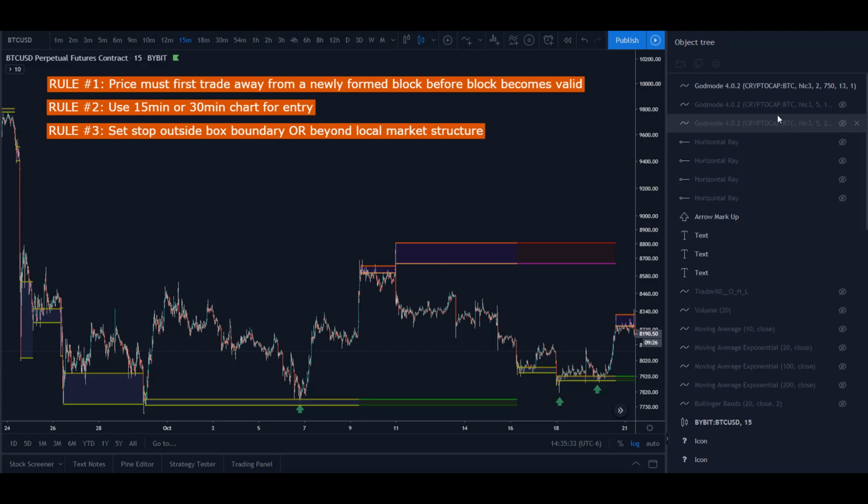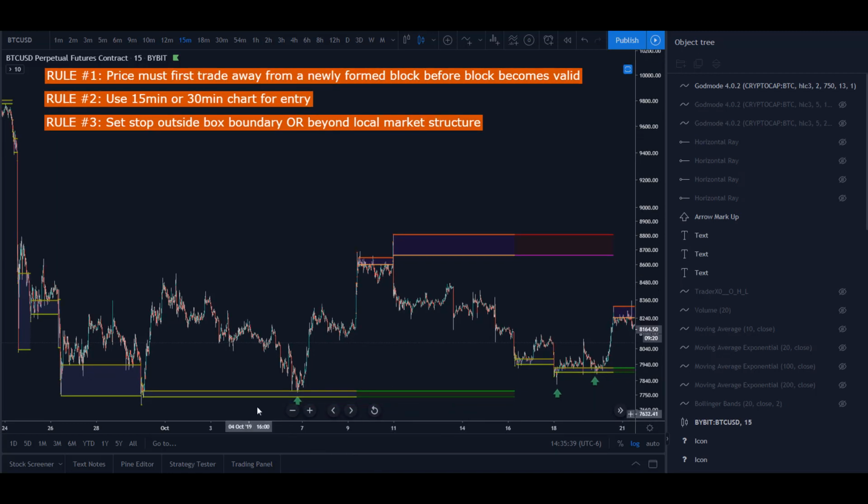Anyway, this is the 15-minute chart, and as you can see, this was a beautiful entry, and it really fits rule number 1, where it has to trade away from the block and then trade back into it before the block is valid. Well, this was more than just trade away. It pumped away. And so this was a very, very strong block, and you can see how precisely it hit it when it came back.